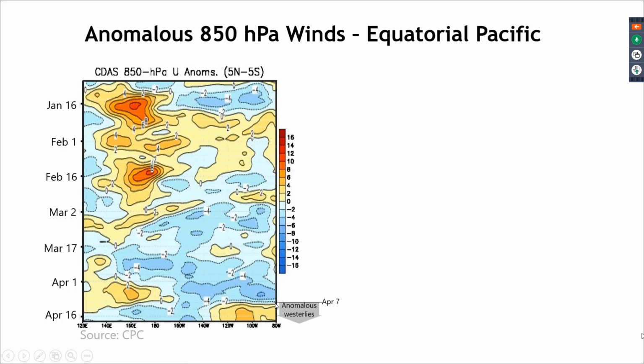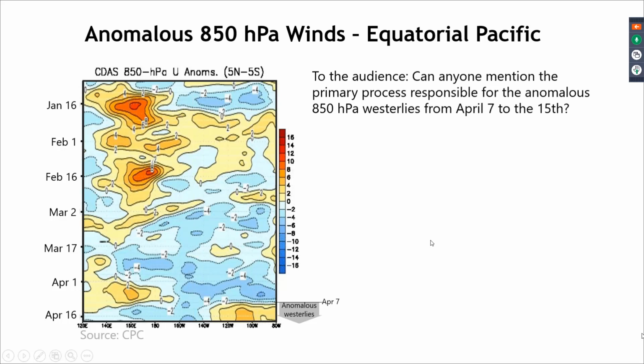But something that caught my eye is the following. After April 7, actually between April 7 and April 16 or April 15, we had a sustained westerly wind burst close to the coast of South America. And this is not something transient, this actually lasted for about a week. So the question is, if you've been looking at the tropics, can anyone tell me what was the main driver of this burst?